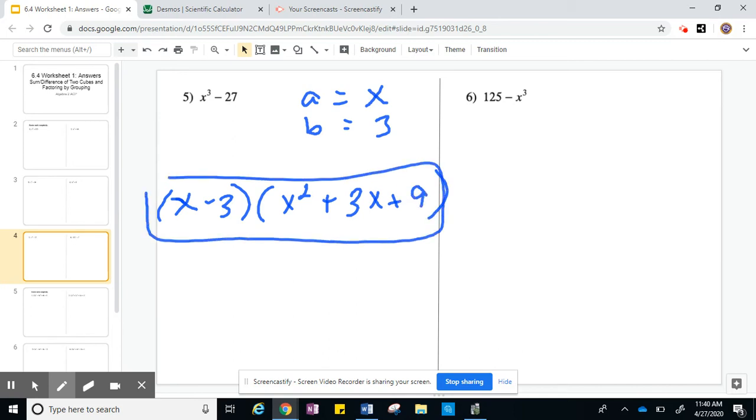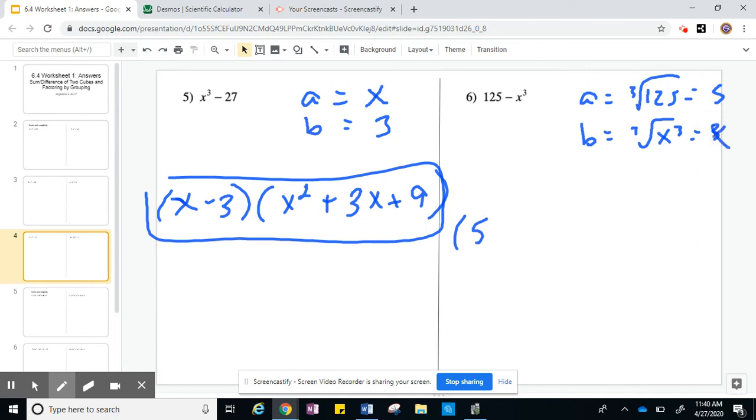And then this one right here, now this one's a little different because the variable comes second, but that's okay. It's just still the first term, so a is the cube root of 125, which is 5, and b is the cube root of x cubed, which is x. Now it does matter. You can't use x as a because the x doesn't come first, because as we know, order matters when it comes to subtraction. So the 125 is first, means the 5 has to be a.